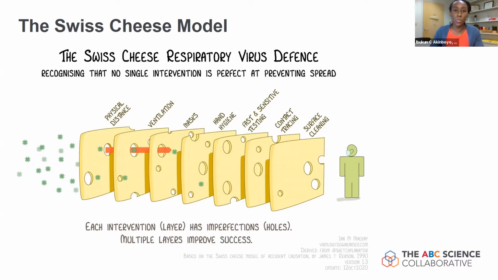Using masks, washing our hands, and then having access to testing so that if someone is symptomatic, you can get a test that works and get the result quickly enough that we can perform contact tracing, and of course, making sure we clean our environment and surfaces. One intervention by itself may not be perfect. Each intervention can have holes. Either you're not distanced enough, or you take your mask off, but multiple layers improve success. Next slide, please.